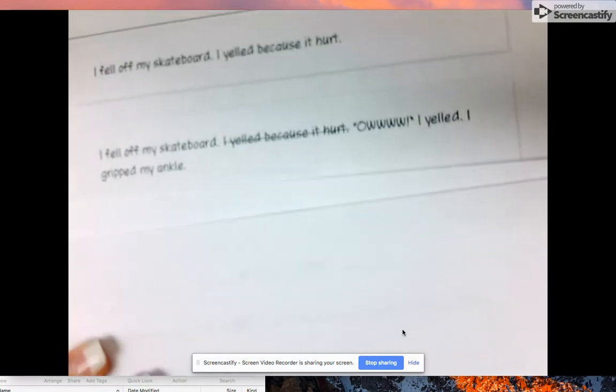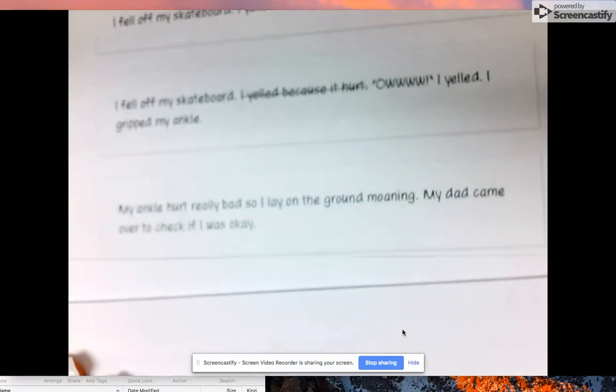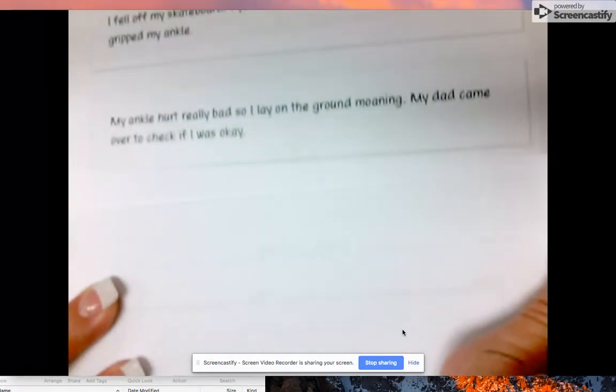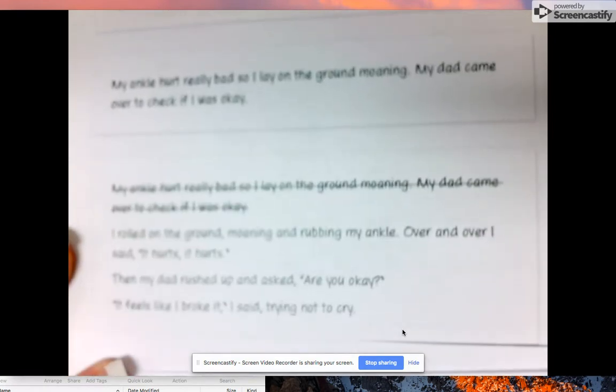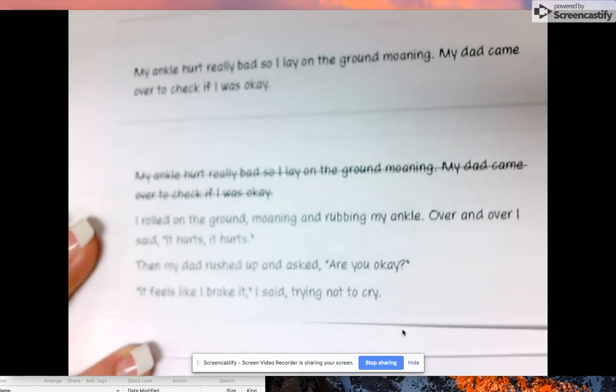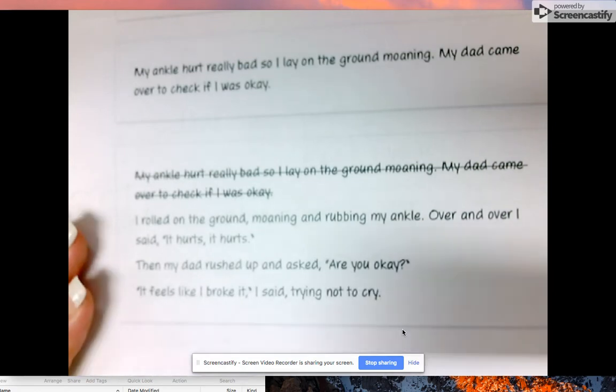Let's look at another piece of her story. "My ankle hurt really bad, so I lay on the ground moaning. My dad came over to check if it was okay." And that's good, but look how much more vivid it is when she adds exactly what was said and done. She got rid of that whole part, and instead she added, "I rolled on the ground, moaning and rubbing my ankle." That's what she did. "Over and over I said, 'It hurts, it hurts.'" That's what she said. "Then my dad rushed up and asked, 'Are you okay?' 'It feels broke,' I said, trying not to cry."